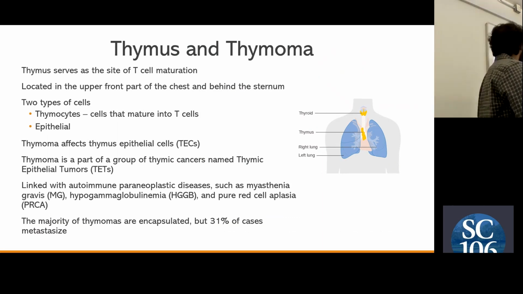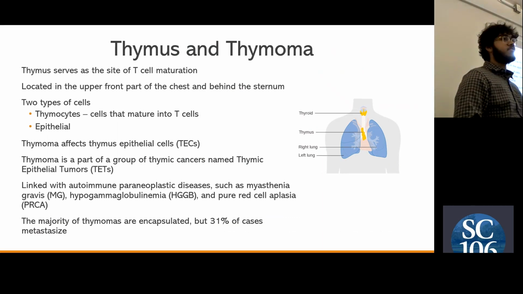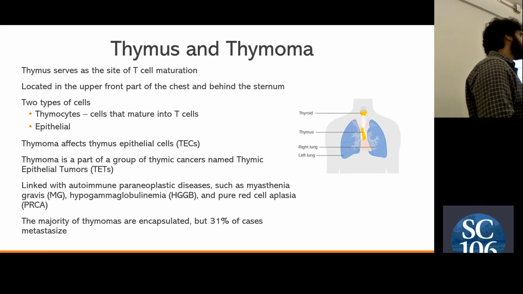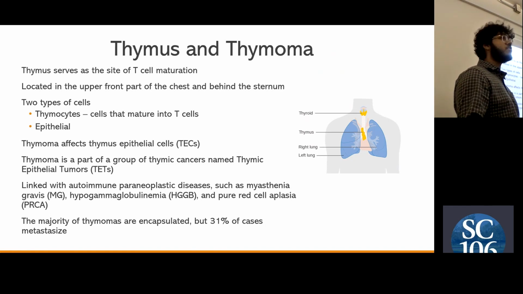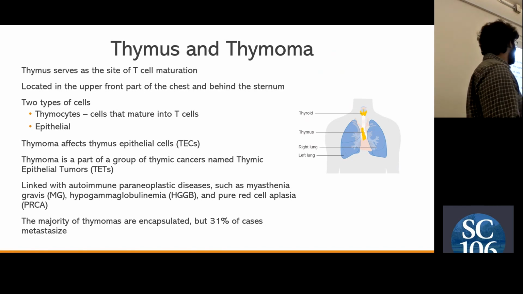So the thymus is an important organ of the lymphatic system, and it serves as the site for T cell maturation. And there are two types of thymic cells. There are thymocytes that mature into T cells, and there are thymic epithelial cells, which form the outside layer of the thymus. Thymoma is a neoplasm of the thymus that affects thymic epithelial cells, or TECs.